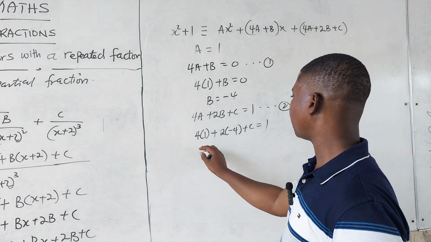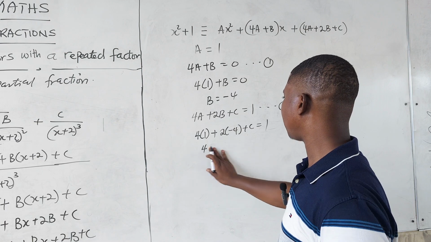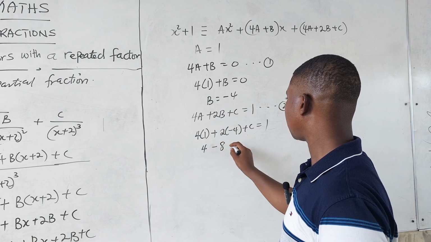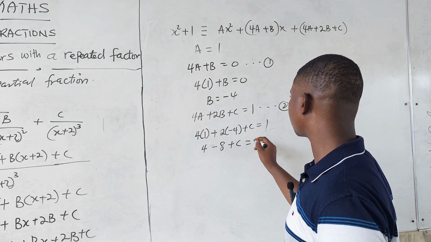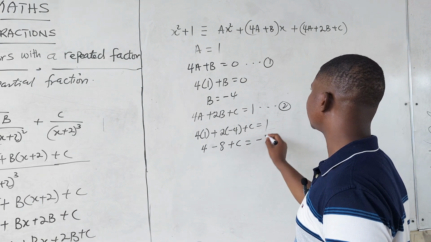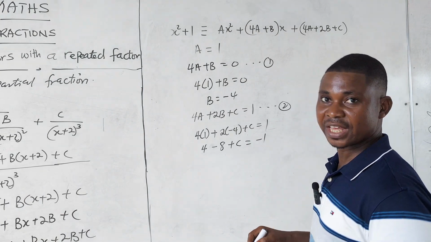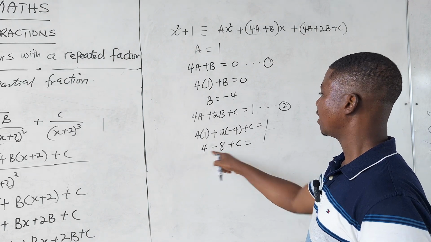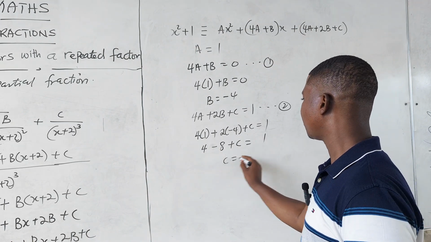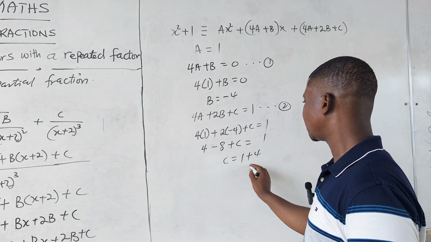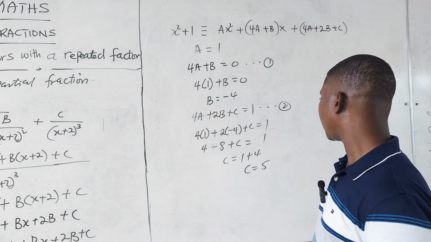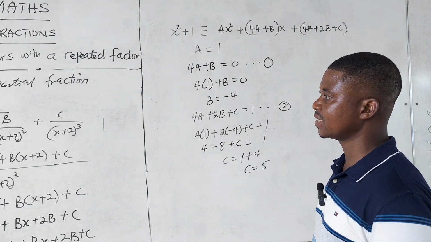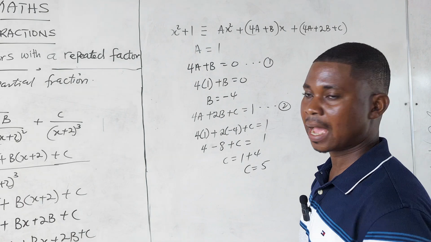So we have 4 plus minus 8 plus c is equal to 1. Sorry. With this, we have negative 4. So c will give us 1 plus 4. C will give us 5. So now we have our a, b, and c. So we write it into our main equation.